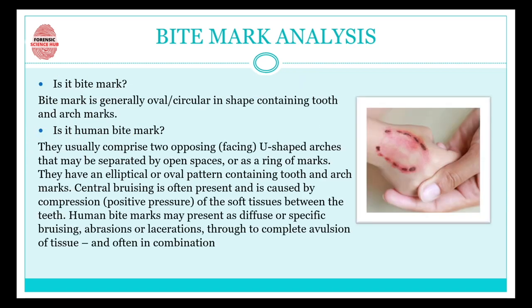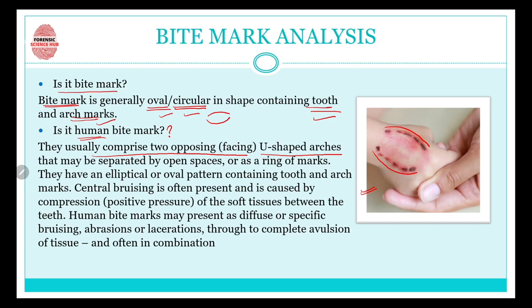So the first question was, is it a bite mark? A bite mark is generally oval or it can be circular in shape, containing tooth and arch marks. So if we get to see an oval or circular shape having tooth or arch type shape like this, as we can see here in this picture, then yes, that is a bite mark. Then the question arises, is it a human bite mark? The characteristics of human bite marks are that they usually comprise two opposing facing U-shaped arches, as you can see here. These are two U-shaped arches.